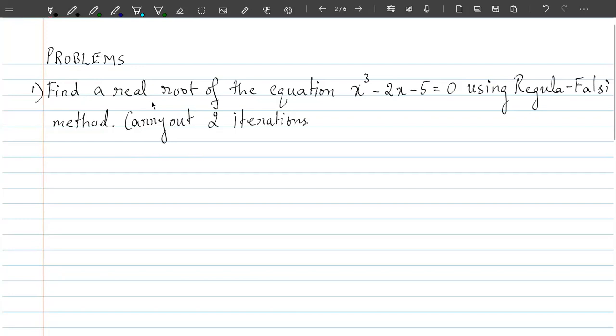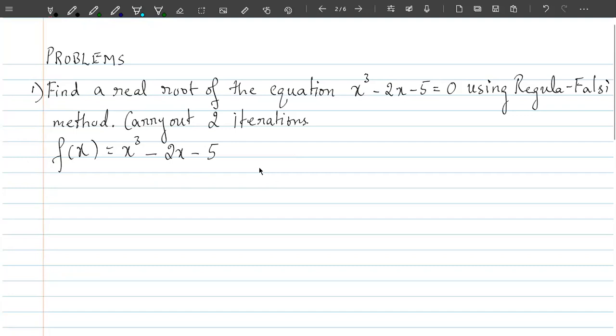Problems. First one: find the real root of the equation x³ − 2x − 5 = 0 using the regula falsi method. Carry out two iterations. So what we have to do here is first take the function f(x). f(x) is nothing but x³ − 2x − 5, and to perform the first iteration, first of all I need one interval which is of the form (a, b).